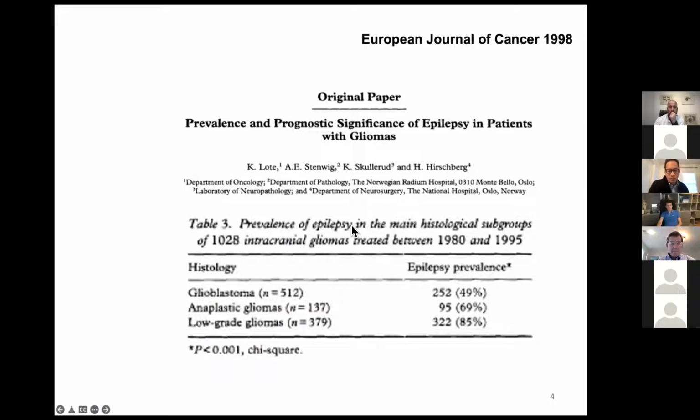These statistics are very important. I think epilepsy control in low-grade glioma is particularly important. This has been known for decades now, many years. It's been known that low-grade glioma has a much higher rate of association with epilepsy compared to other gliomas. About 80 to 90% of low-grade glioma patients will present with seizures.